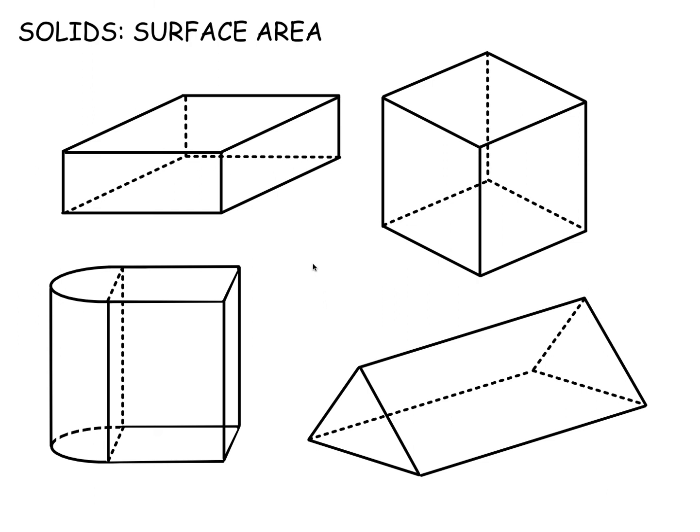The previous videos on area looked at triangles, quadrilaterals, circles and sectors of circles. This video looks at surface area of solids, that's three-dimensional shapes such as cube, cuboid, triangular prism. This is a composite shape, so it's a prism.